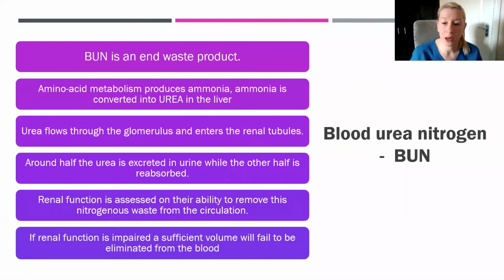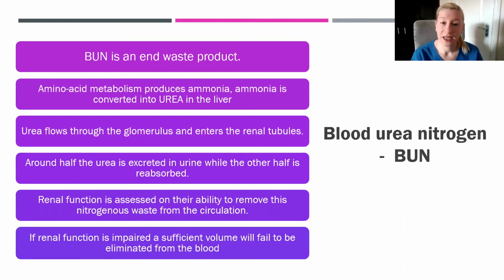Now we'll talk a little bit about the two waste products individually. So BUN. They're both waste products, and BUN is created from amino acid metabolism. So when your amino acid is metabolized, it's broken down into ammonia. Your ammonia is then taken to the liver, where it's converted into urea.